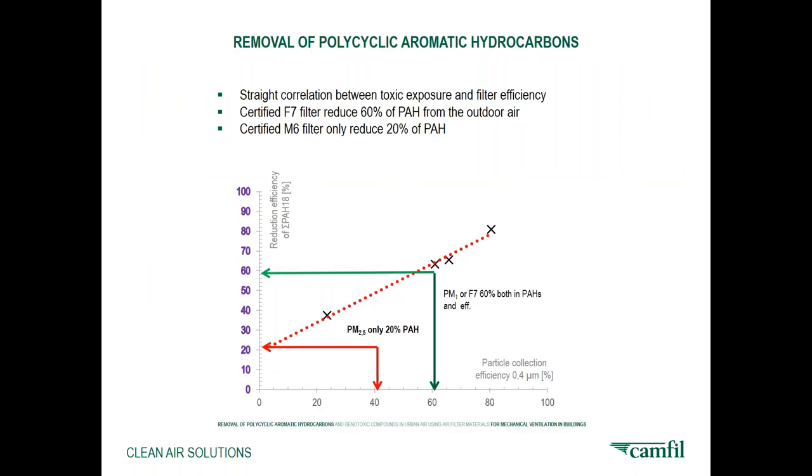So this slide shows the removal of polycyclic aromatic hydrocarbons that Stockholm University and Camfil did. It's a straight correlation between toxic exposure and filter efficiency. On the left-hand side you see the blue scale and the y-axis, that's the PAH levels. And on the x-axis you could see the sizes of particles. So it is like this: a certified F7 filter reduced 60% of PAH from outdoor air, and also reduced 60% of the particulates. But a certified M6 filter only reduced 20% of the PAH and 40% of the particles. So that's something to remember.